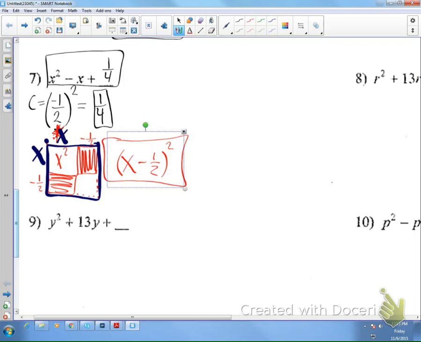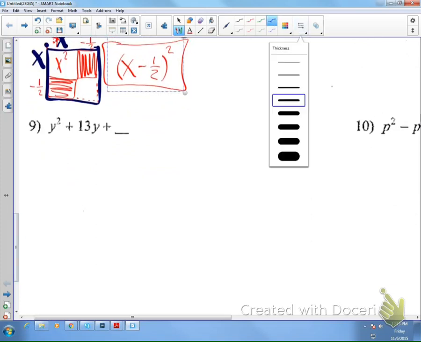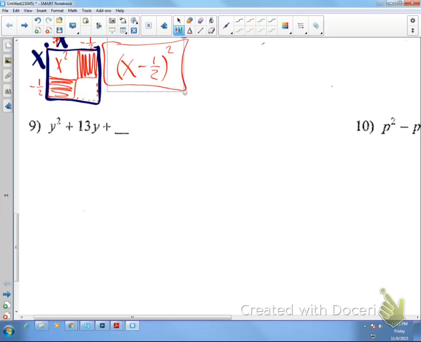Okay, let's try one more of the odd. When b is odd, because I think that's when it's a little more difficult. Let's look at number 9. C equals, Jake, what's our b this time? 13. Good, 13. We divide it by 2 and then we square it. So we need to make sure our parentheses are simplified.